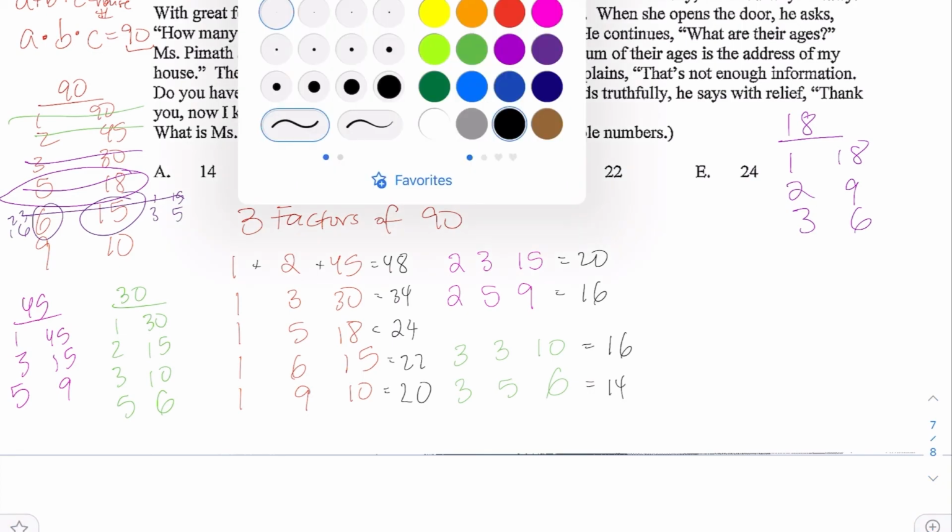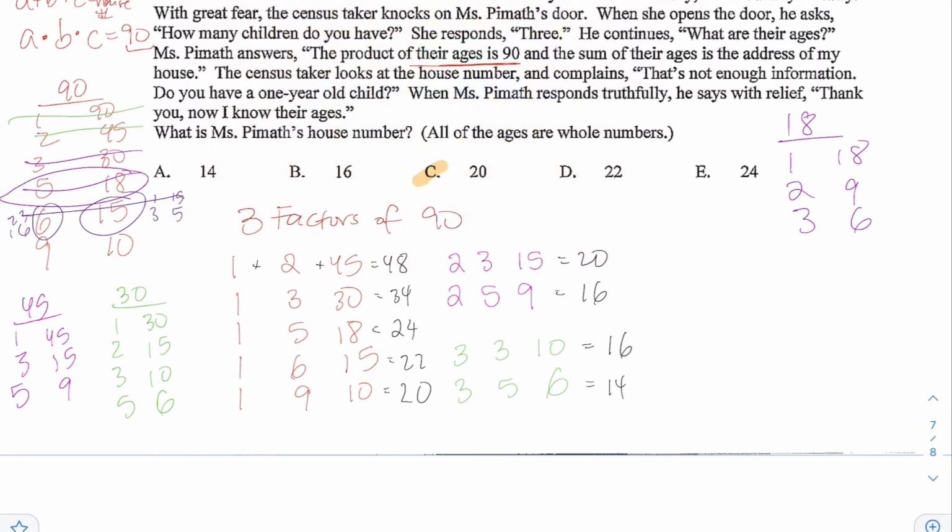And here we actually can cross out some of these numbers. And the reason we can cross out some of these numbers is because the census taker looks at the house number and says that's not enough information, which means there has to be a double or duplicate. For example, if the house number was 48, then there's only one combination that will give you a sum of 48, 1, 2, and 45, and the census taker would be done. So it can't be 48, it can't be 34, it can't be 24, it can't be 22, or 14. So the only two can either be 16 or 20, because you do have two duplicates here.